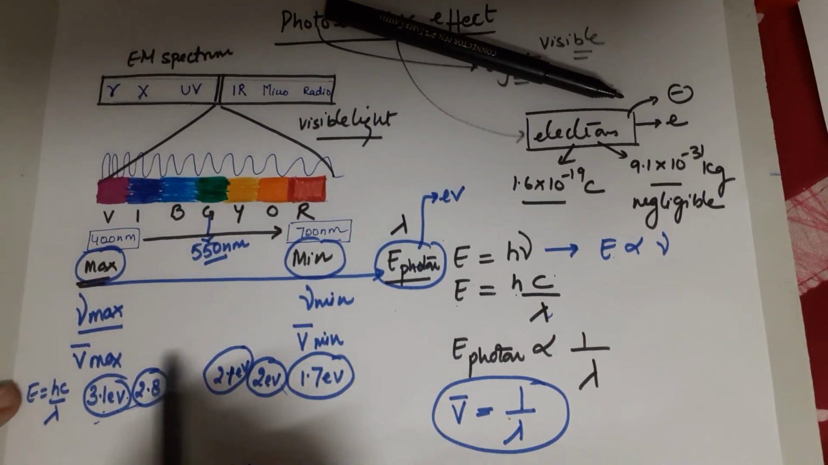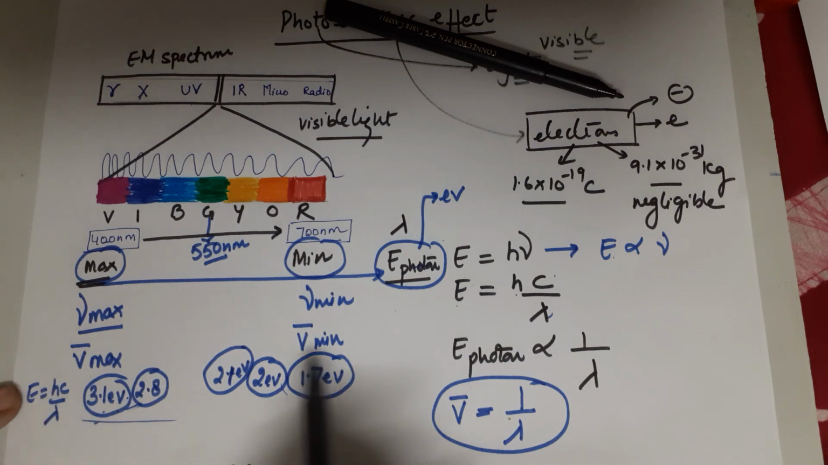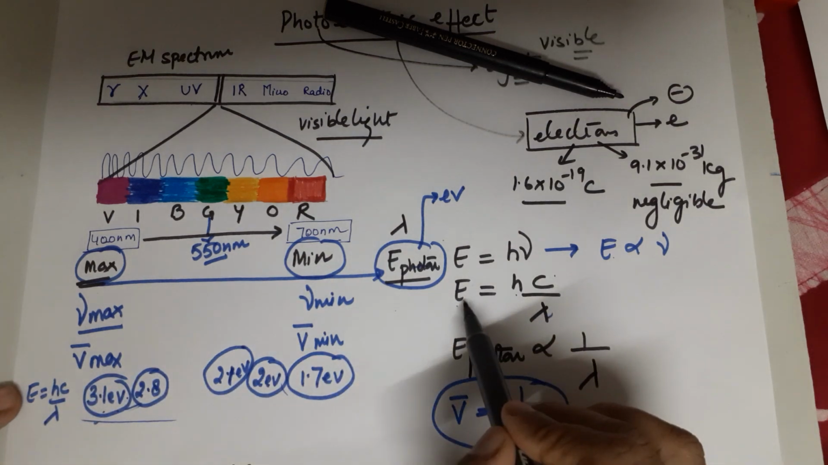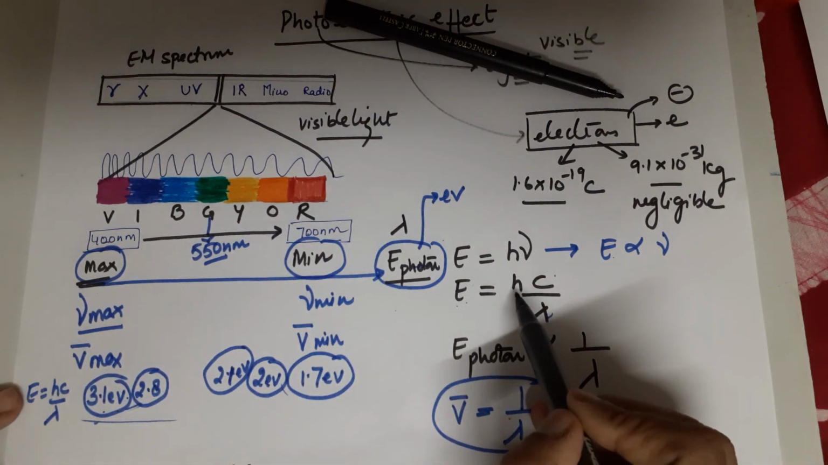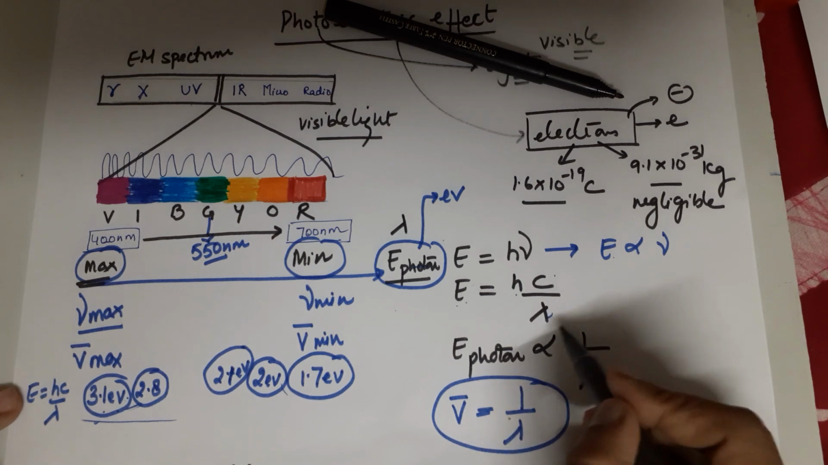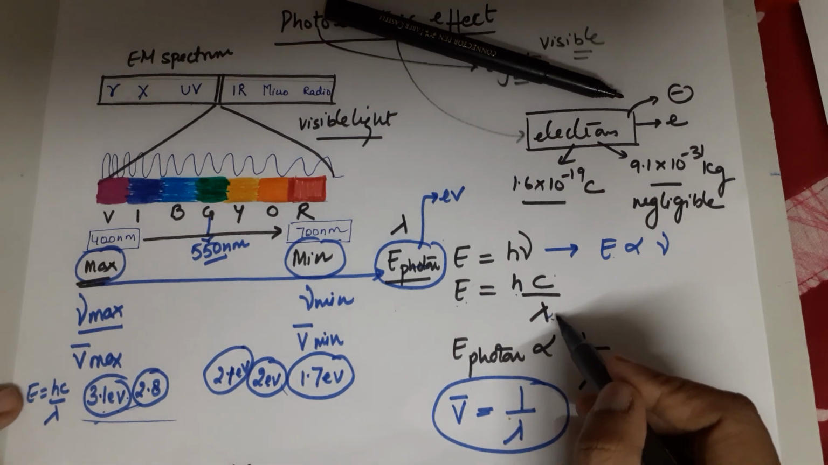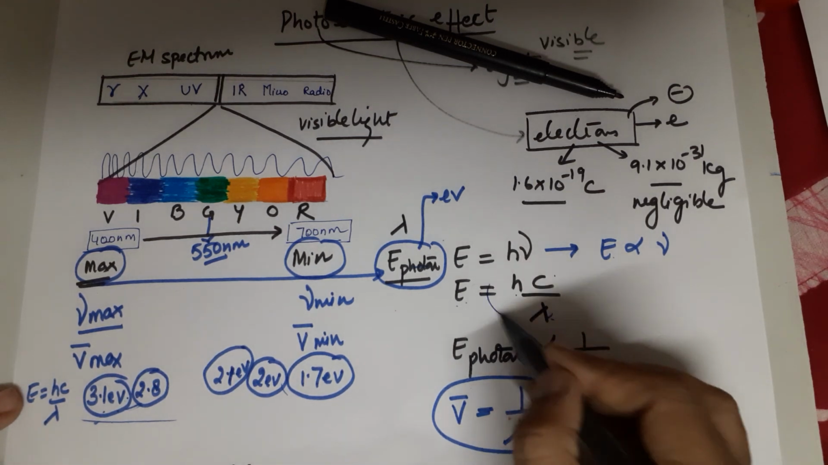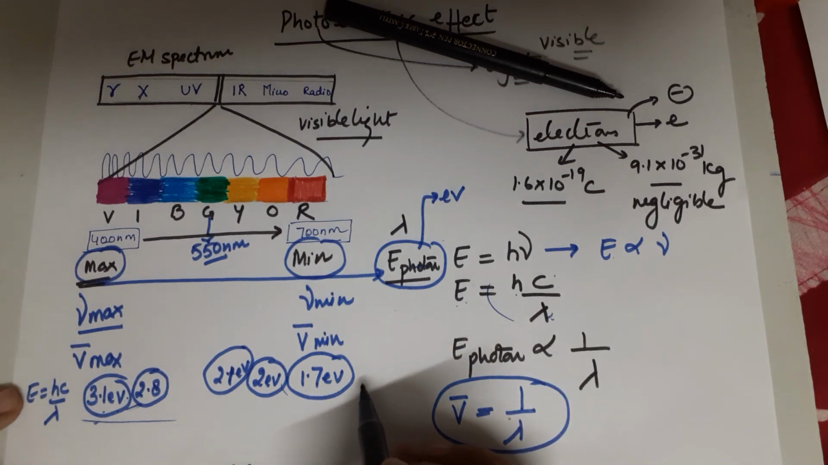I repeat, how do you get these values? These values are obtained when you get the energy by multiplying Planck's constant, the velocity of light c, 3 into 10 to the power 8, and lambda in nanometers, which you have to convert into meters. Then you can get it in electron volts also.